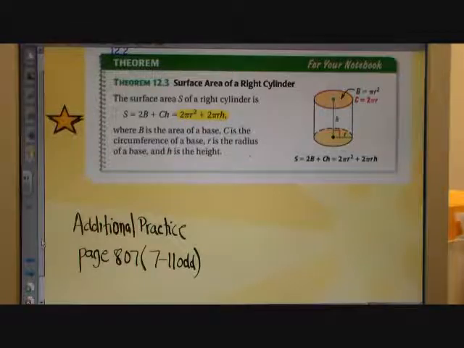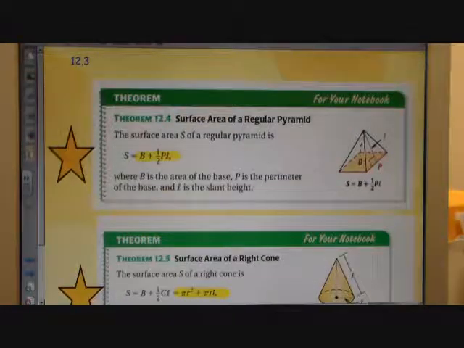And last, in section 3, we learned about the surface area of a regular pyramid. We know that to find the surface area, you have to know the area of the base, which is capital B, plus 1/2 the perimeter, and the perimeter is of the base also, times the slant height. Make sure that you understand how to find a slant height.